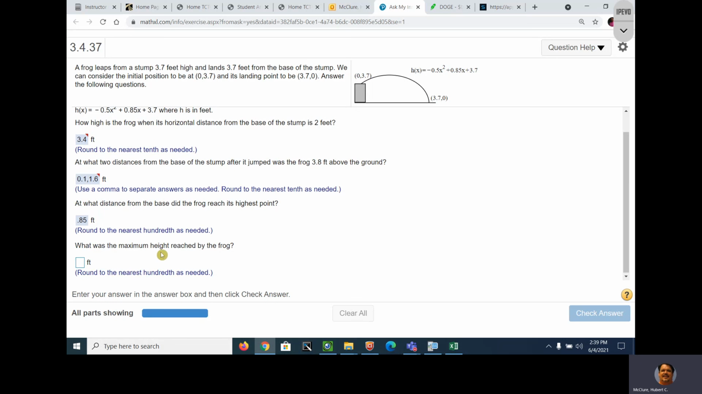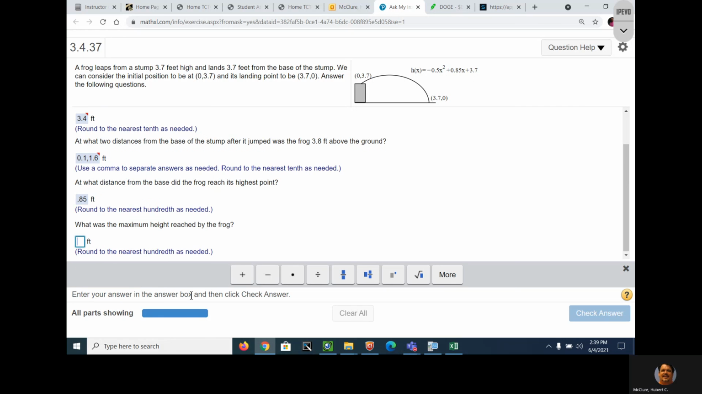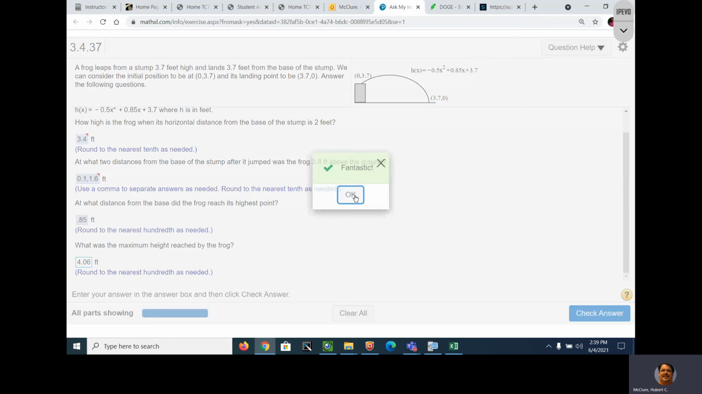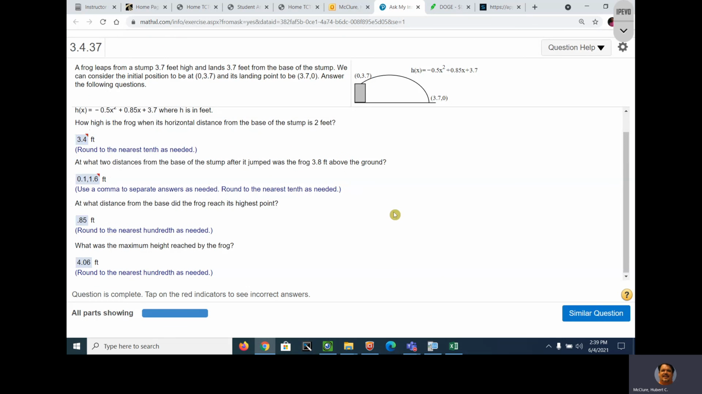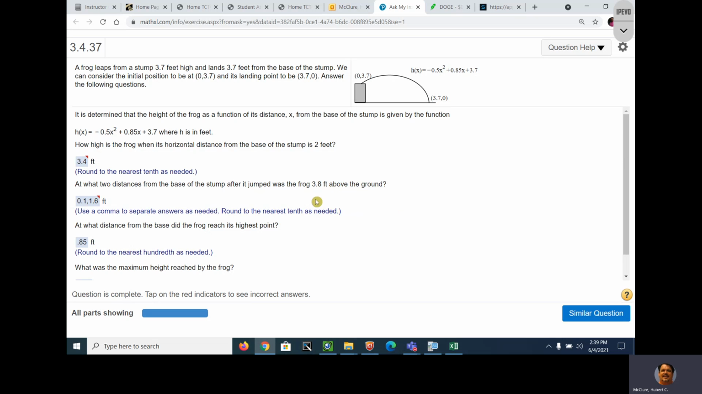And what is the maximum height reached? And that would be 4.06. And that's it. And that is a good question. I like that question. All right, so I think I went over about 4 or 5 questions, maybe 6 questions, and I hope that helps.